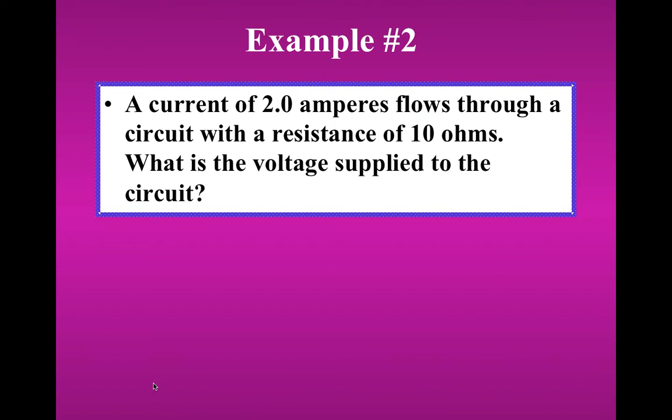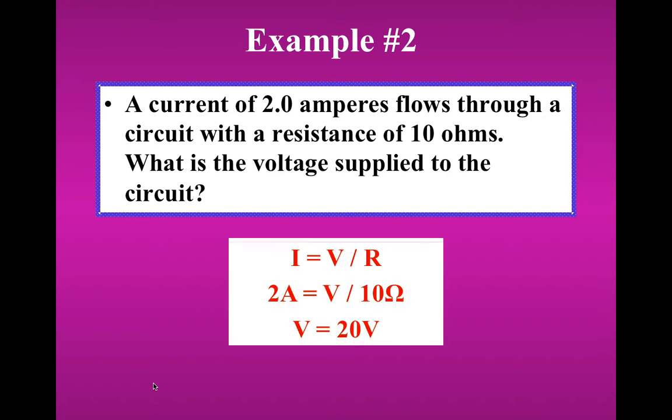Our next example, we have a current of 2 amperes flows through a circuit with a resistance of 10 ohms. What is the voltage supplied to the circuit? 2 amperes is our I, 10 ohms is our R, and we're looking for V. I equals V over R. 2 amperes, put it over 1. If you don't see to cross multiply, put it over 1. 2 amps multiplied by 10 ohms gives us 20 volts.